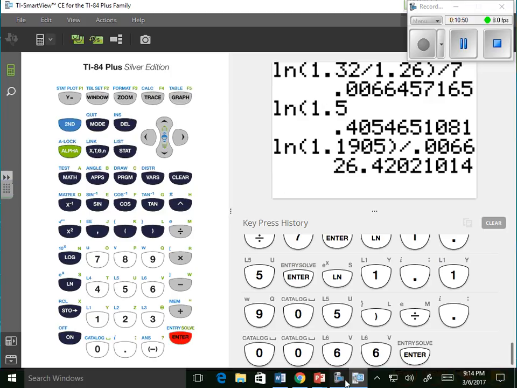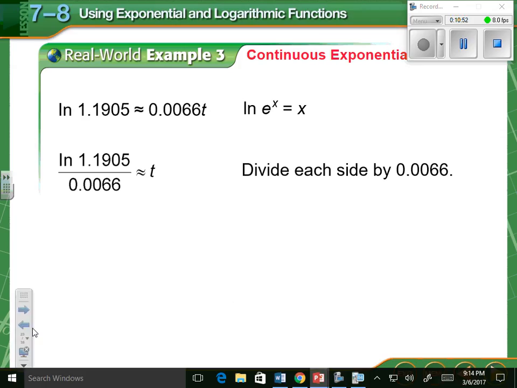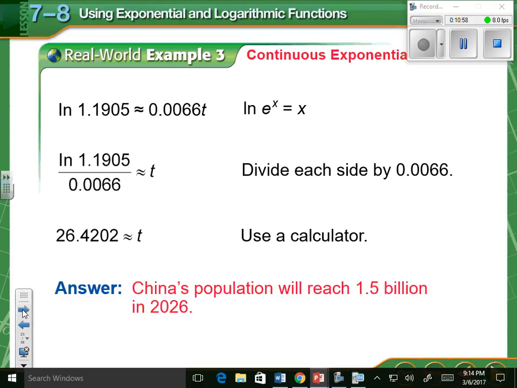26.42, which is our t, which is our time. So that means the population will reach 1.5 billion approximately in the year 2026. We started out at year 2000. 26 years later, 26 is our time.